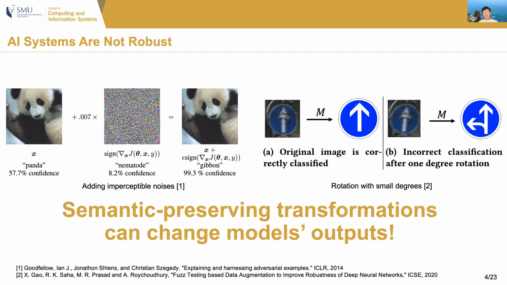On the right side is an example from a software engineering paper. The original traffic sign can be correctly classified. However, if we rotate or shift the image a bit, say by one degree, it will be wrongly classified, which may cause serious problems for a self-driving car. We call such modifications to the images semantic preserving transformations, because an image of a panda with noise is still a panda. But such semantic preserving transformations can change the model's output.